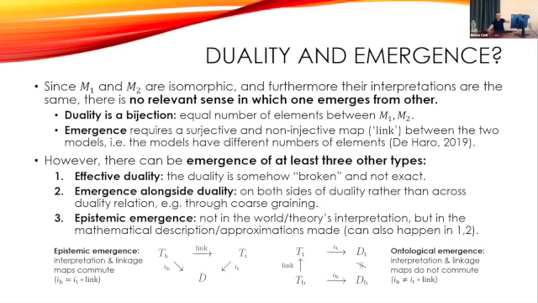Yeah, so actually, in my paper, when I defined the epistemic emergence, I included that possibility that the domains might still be different, but one might be a subdomain of the other.